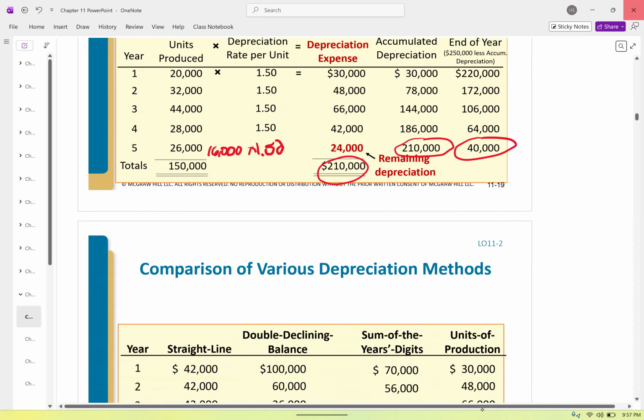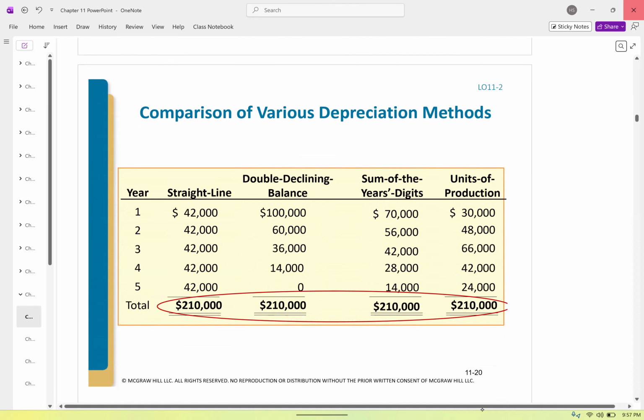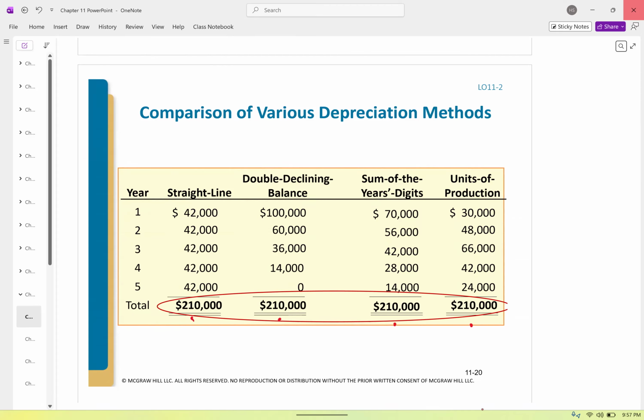Here is a nice little comparison of all the different methods that we just did. And what did I just tell you? Every single one of these has a total of 210,000. So if you do straight line, double declining balance, or units of production, and you can't remember how to do sum of the year's digits, you can fill that number in because you know it's going to be the same as the other ones. Try to get every single blank that you possibly can correct.